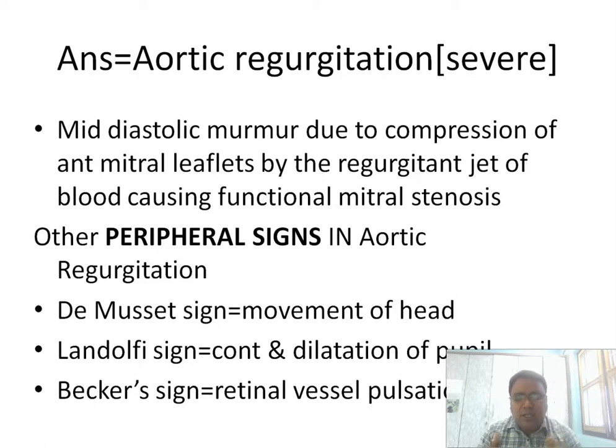Then to add, what are the peripheral signs that we are usually getting in aortic regurgitation in exam? Everybody is fond of asking all these questions. The signs we have to remember are de Musset sign, Landolfi sign, Becker sign, and many more. What is de Musset sign? This is forward or backward movement of the head. Landolfi sign is the contraction and dilatation of the pupil. Becker sign is retinal vessels pulsation.